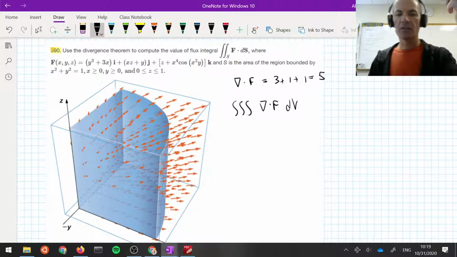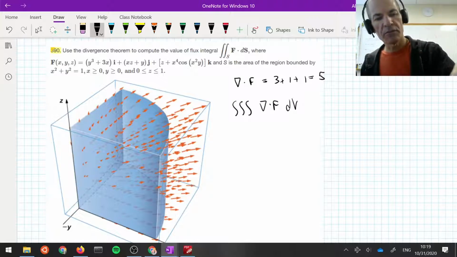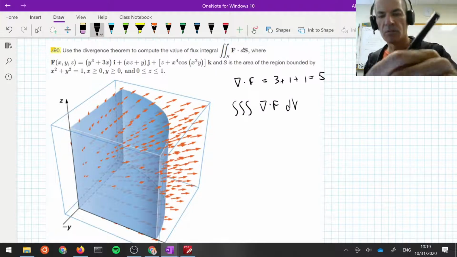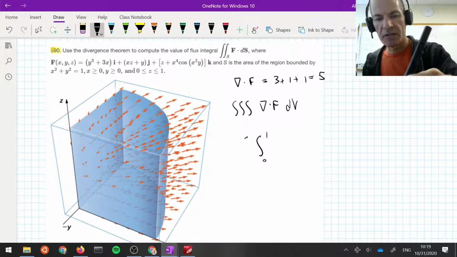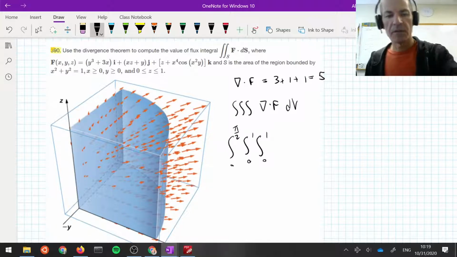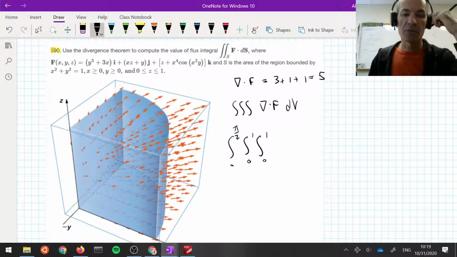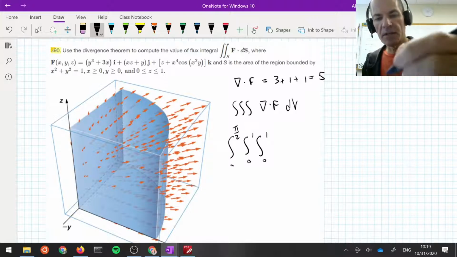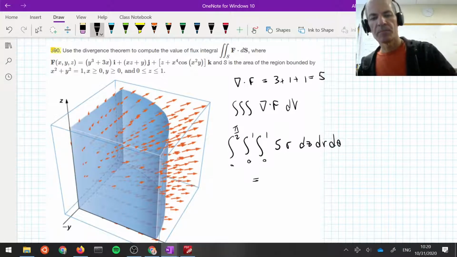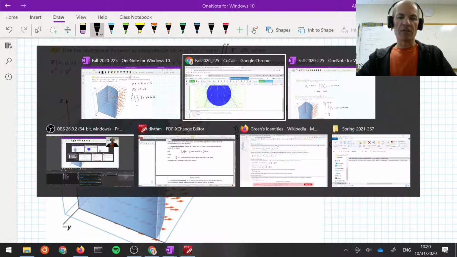This also looks like maybe cylindrical coordinates because we have this sort of piece of a cylinder. The cylinder is sitting on top of a quarter circle of radius 1, and it goes from z equals 0 to 1. So I'm going to go 0 to 1 in z, 0 to 1 in r, and 0 to pi over 2 in theta, because it's just the quarter circle in the first quadrant. The integrand is going to be 5 times r, and then the order of integration dz, dr, d theta. And we can jump over to Sage and do this one.